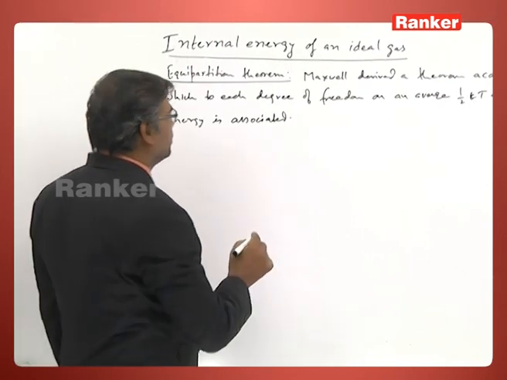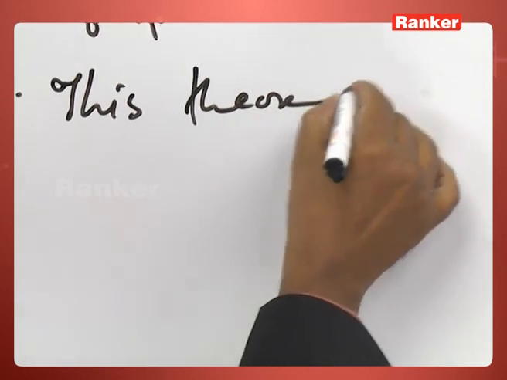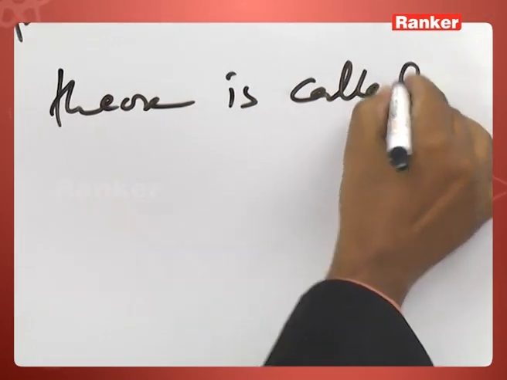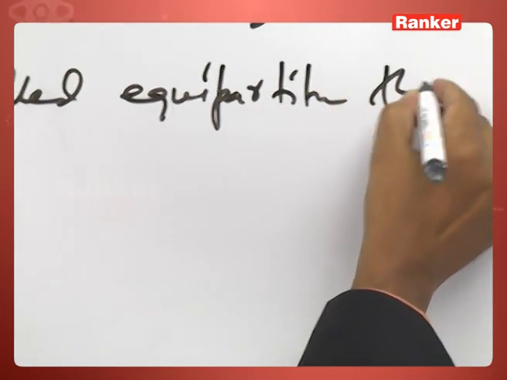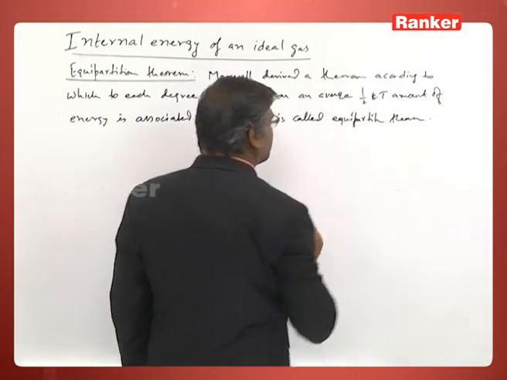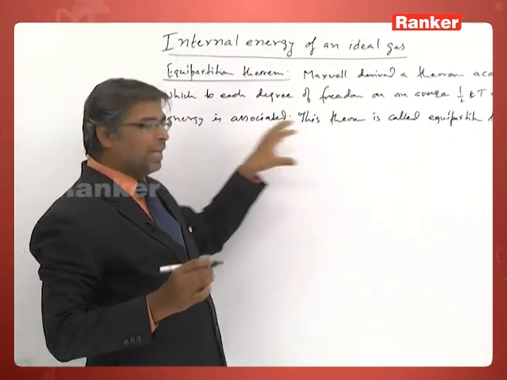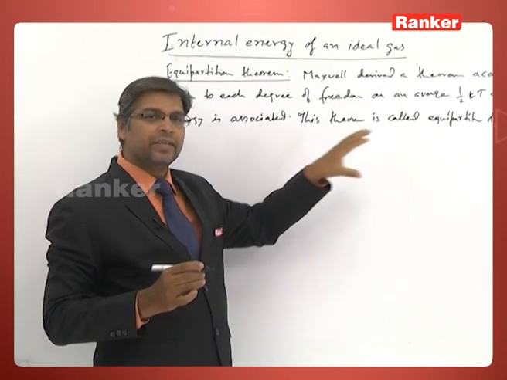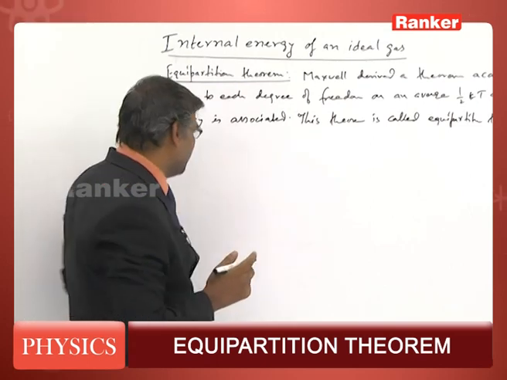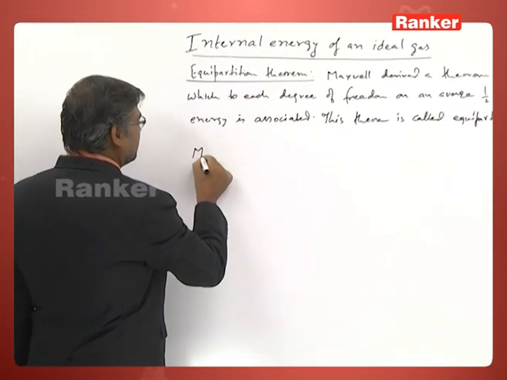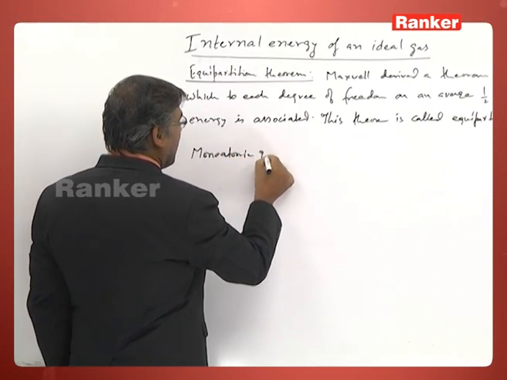So, this theorem is called the equipartition theorem. That is, the half kT energy is equally partitioned, divided among all the degrees of freedom. So, what does it mean? So, you see, a monoatomic gas molecule.